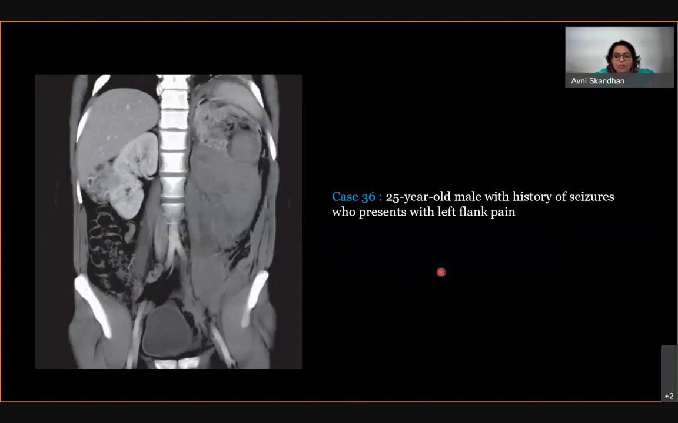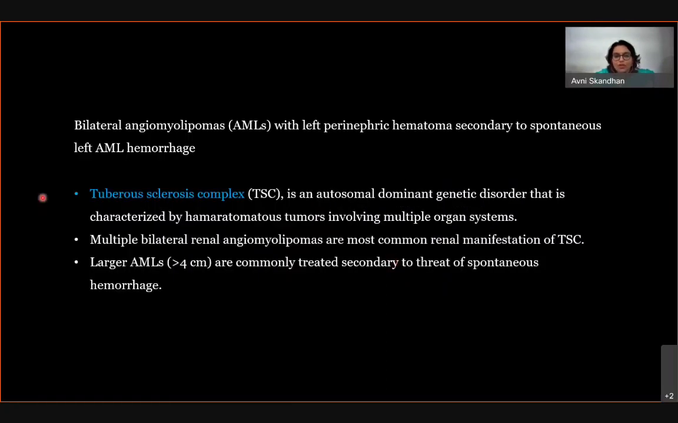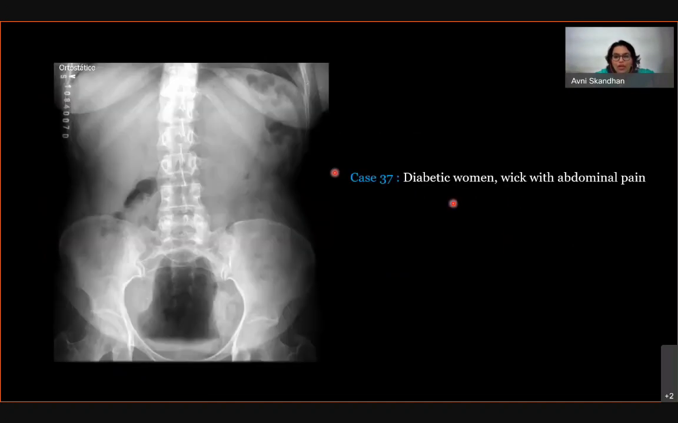Okay. Now, this is a patient who has history of seizures. What do you think of this? Very good. So that was tuberous sclerosis, and you have AML, we have discussed it, and one of the complications is rupture.